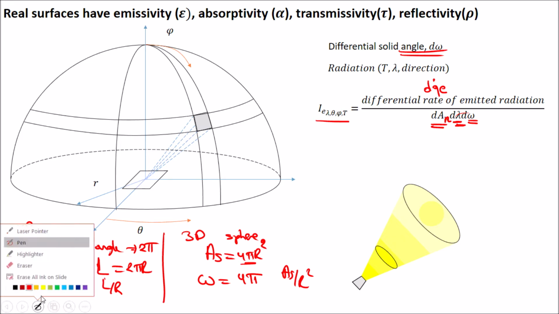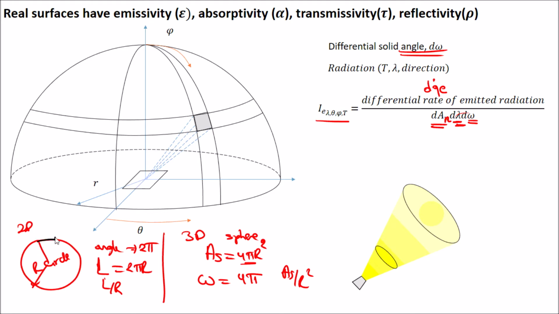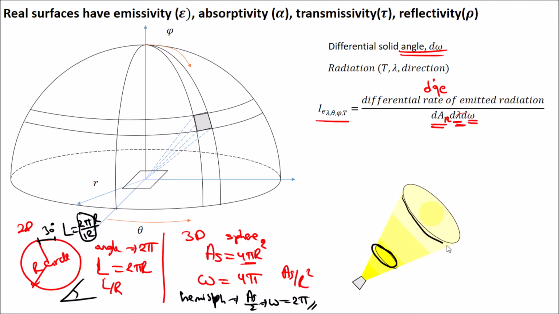For example, if I take a circumference here at 30 degrees, then L will be equal to 2 pi r divided by 12. Then 2 pi by 12 is the 2D angle. Similarly, if I take a hemisphere, then it will be AS by 2, and omega will be 2 pi. In 2D we show the angle something like this, but in 3D we show the angle something like this.